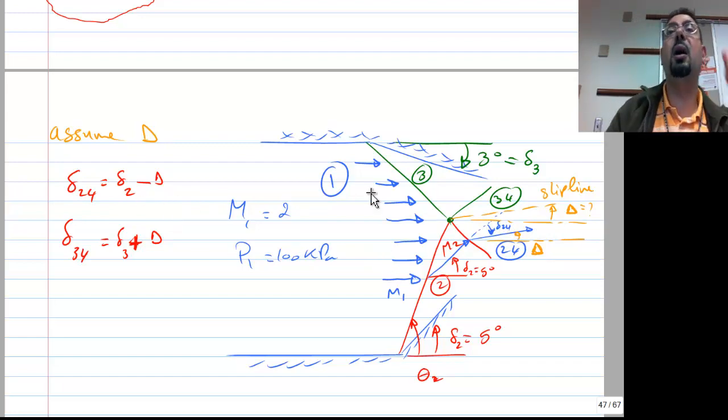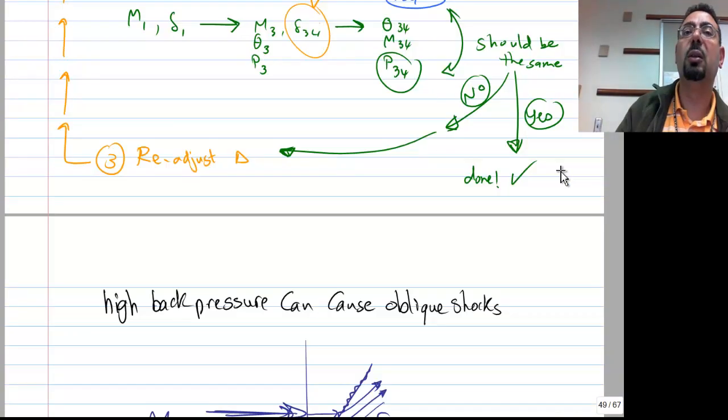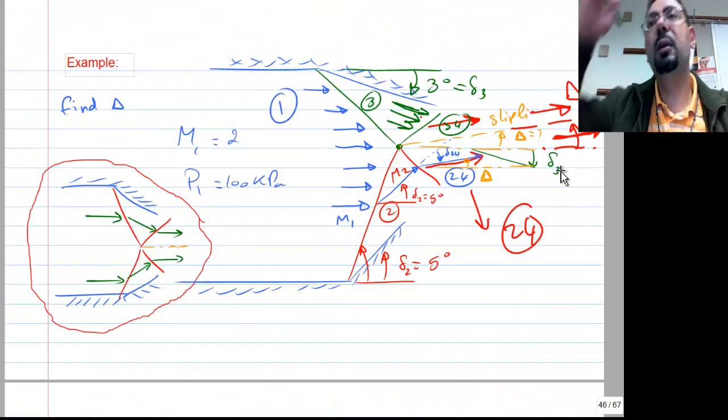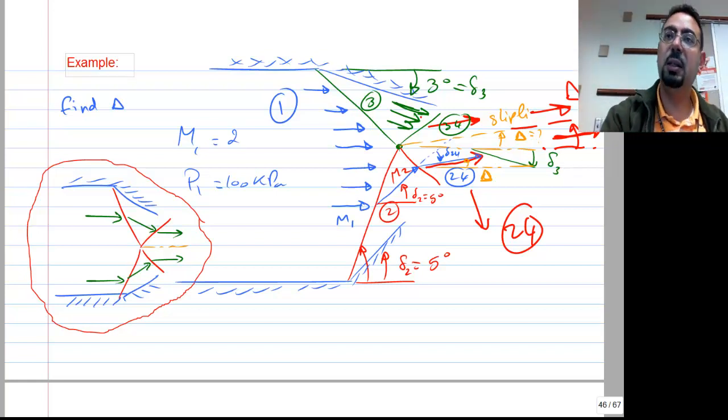Now you go to the upper guy. Do we have a better drawing? Not really. If we go with the upper guy, let's see. Before the second shock, he was going to go with this delta 3, whatever the angle is, 3 degrees. He was going with this delta 3 with the horizontal.